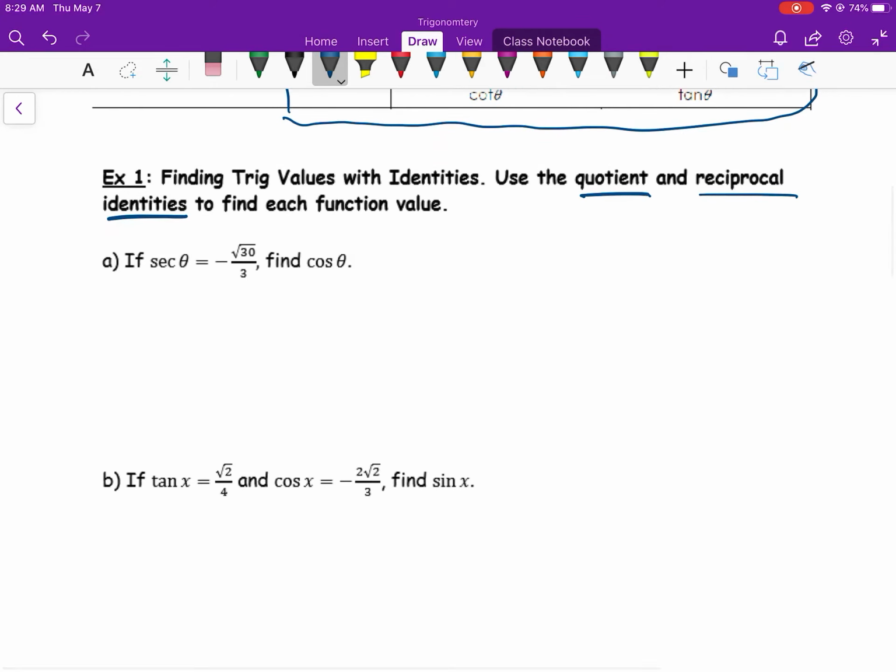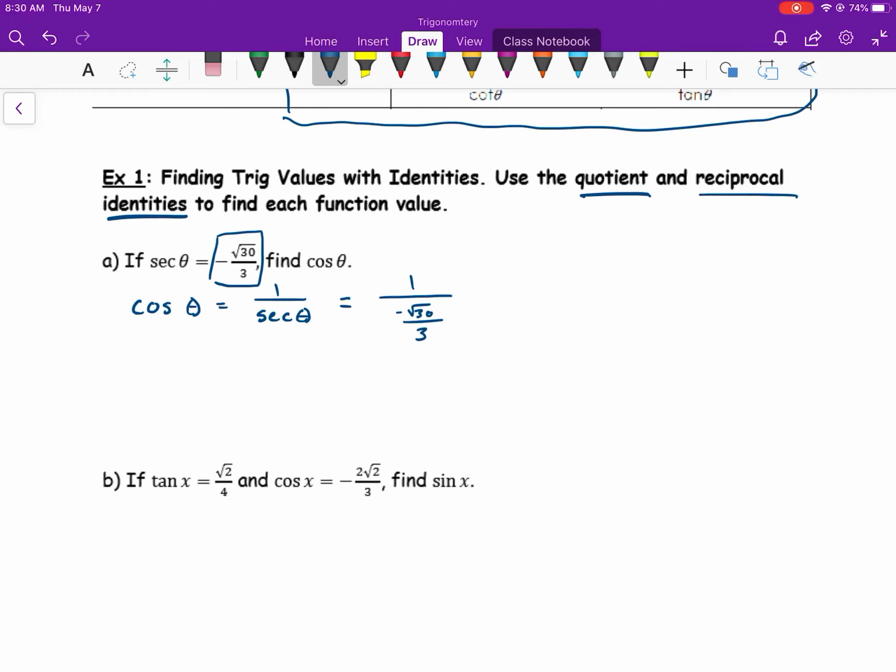Alright, so if secant of theta is equal to the negative square root of 30 over 3, we need to find cosine of theta. Alright, so we know that cosine, according to our reciprocal identities, is really 1 over secant of theta. And we know that secant is negative square root of 30 over 3. So I'm going to plug that in. So it's 1 over negative square root of 30 divided by 3.